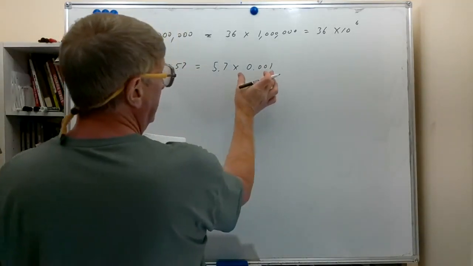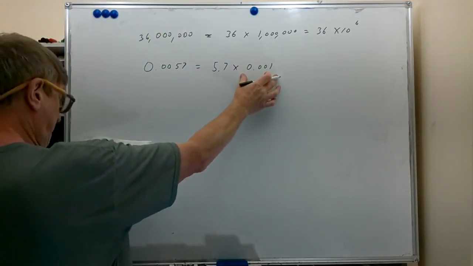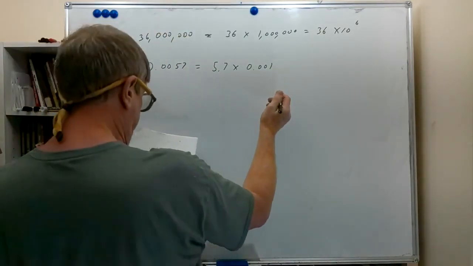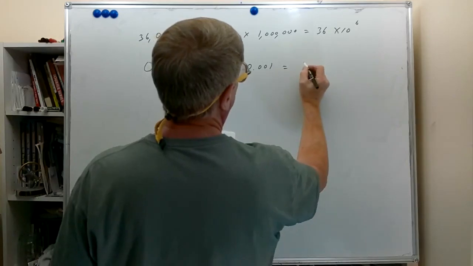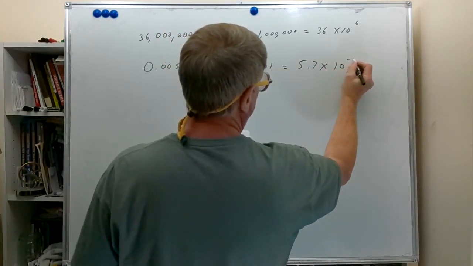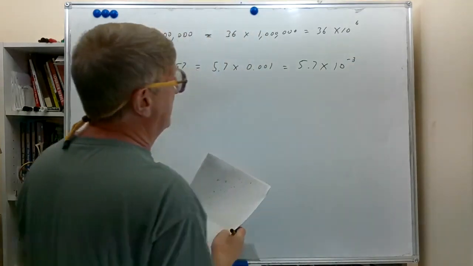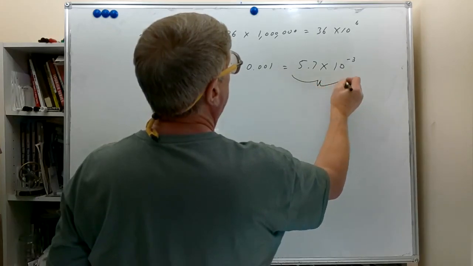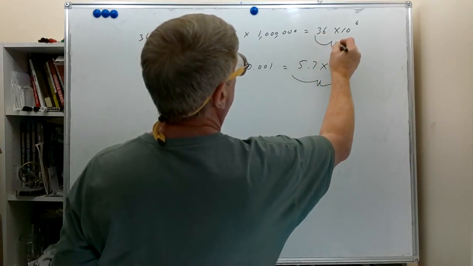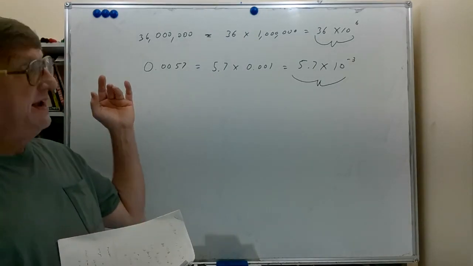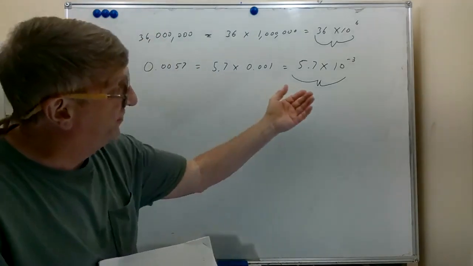But this 0.001 can be expressed as 10 to the negative third. So we can rewrite this as 5.7 times 10 to the negative third. And what we've shown here is that using powers of 10 gives us a compact way of writing very large numbers or very small numbers.